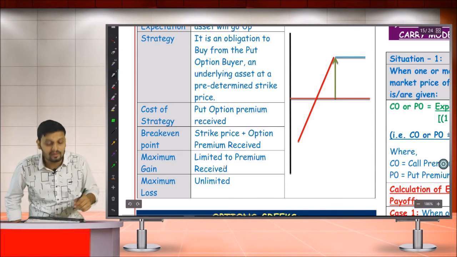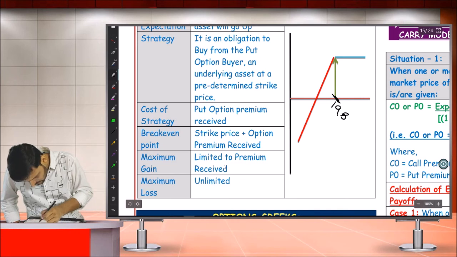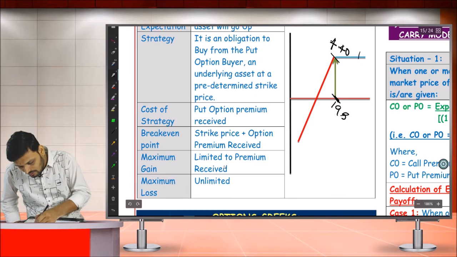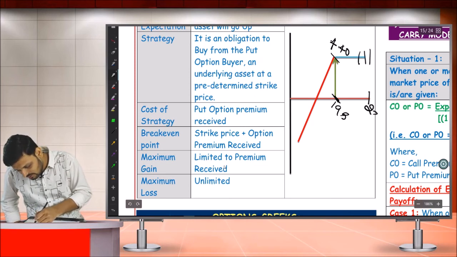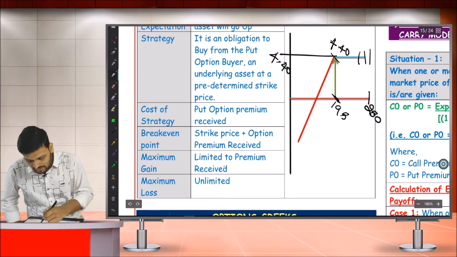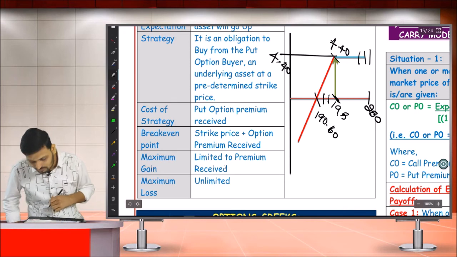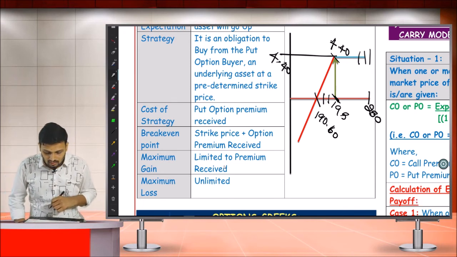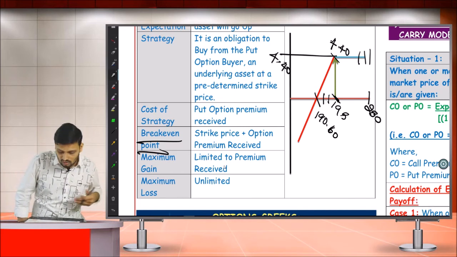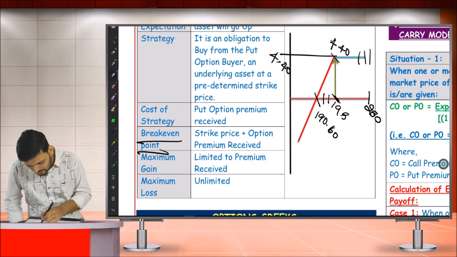Why sir plus? Let me try to explain you this also. At 195, you have made a profit of 4.40. If it is going up, say let us assume it goes to 250, still your gain will only be 4.40. Now it has started to come down. Here it is 190.60. So now what did I tell here? Break even. When are you at a no profit, no loss situation? Strike price is 195.